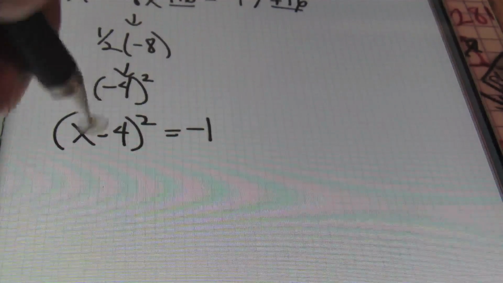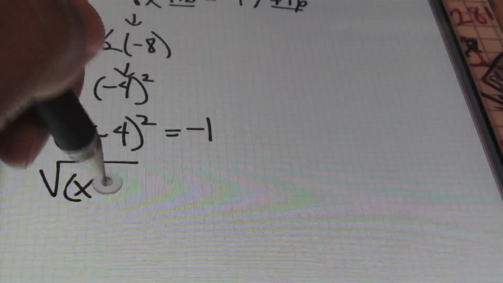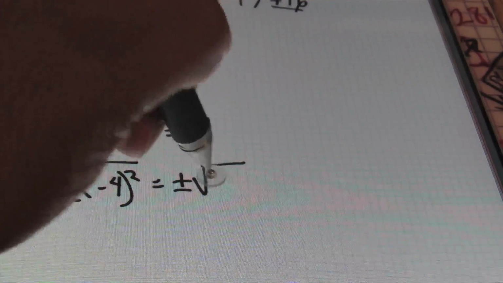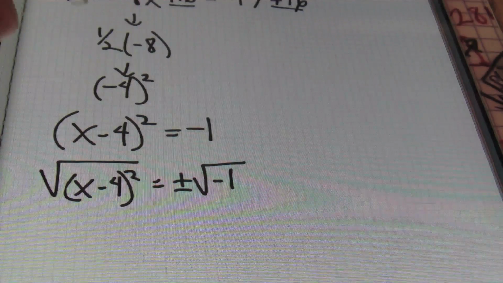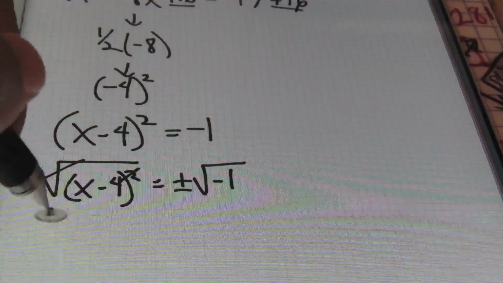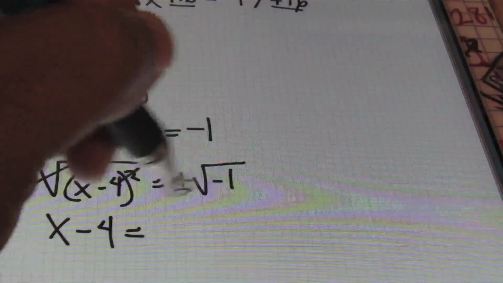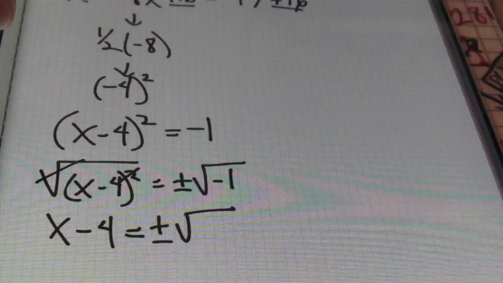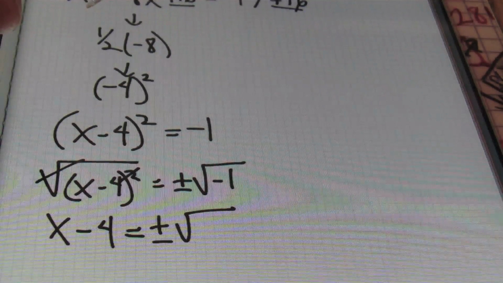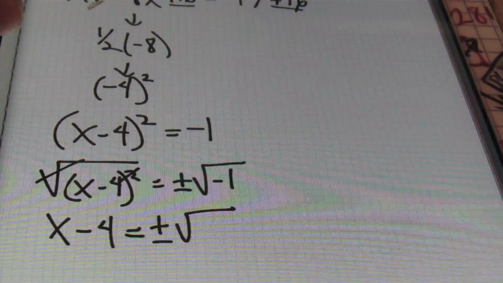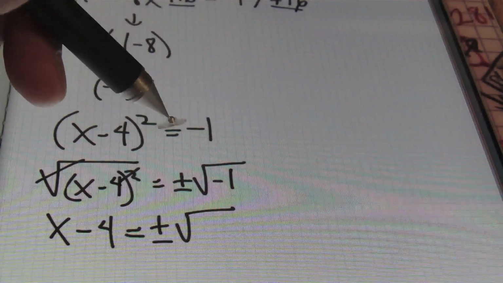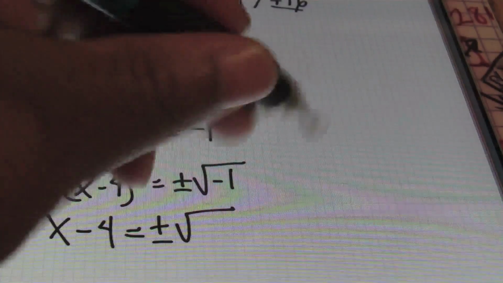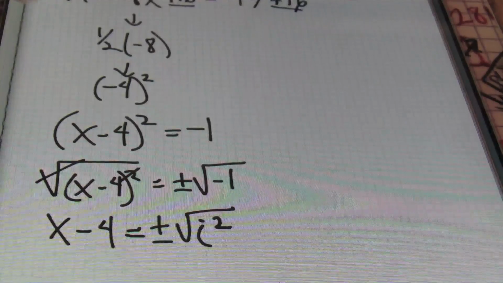So that means that I'll be taking the square root of the left and right sides. So this is x minus 4 squared equals plus or minus the square root of negative 1. On the left side, the square root and the square cancel out. I'll bring down x minus 4. And normally, ladies and gentlemen, this square root of a negative value is an impossibility. However, we will be using complex numbers, aka imaginary numbers. And the square root of negative 1 is just i, but I'm going to show that underneath the radical here, I can change that negative 1 into i squared first.